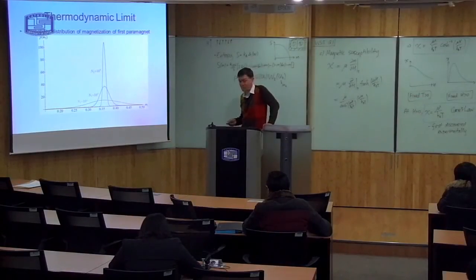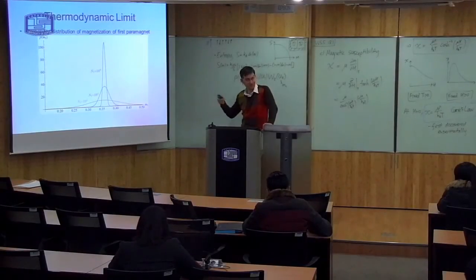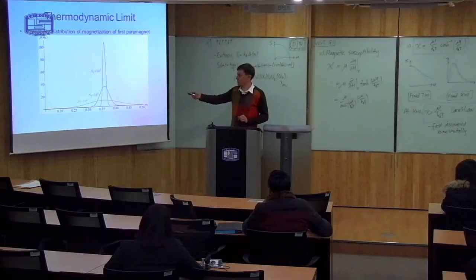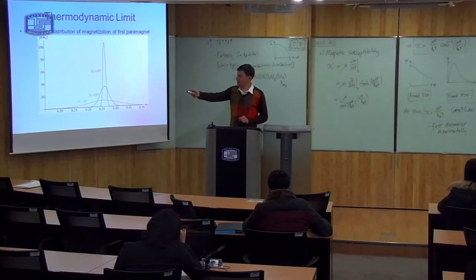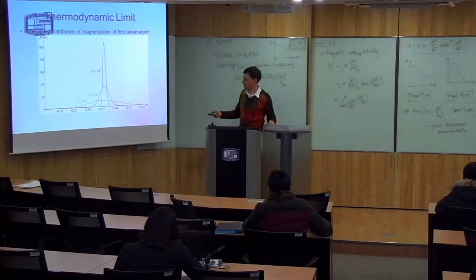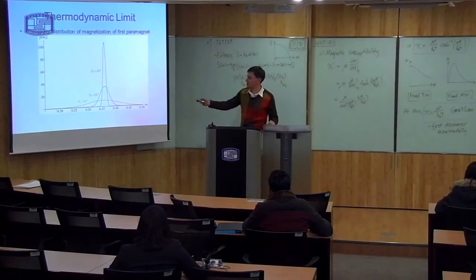Now this is the thermodynamic limit, which I mentioned in the last lecture, or maybe a week ago. We expect that as the number of particles becomes large, the probability distribution will become sharp. And therefore, the value of M1 becomes definite. This is what I wanted to show you. If N is small, then it's quite a wide distribution. But as N becomes large, it becomes sharp.